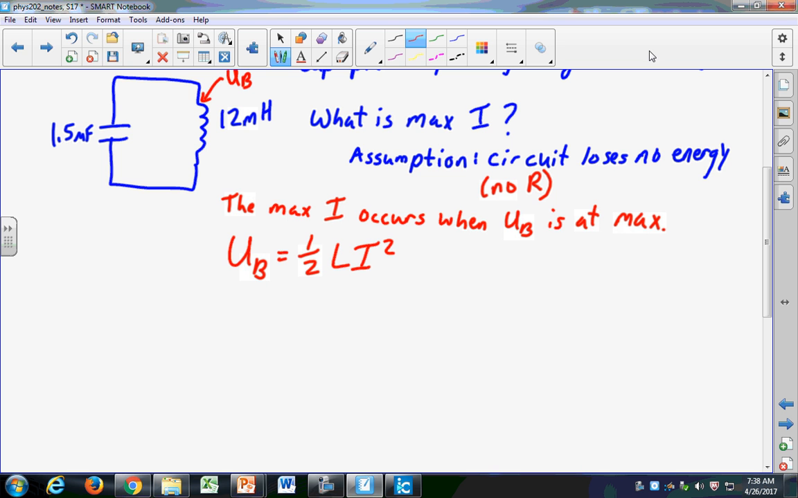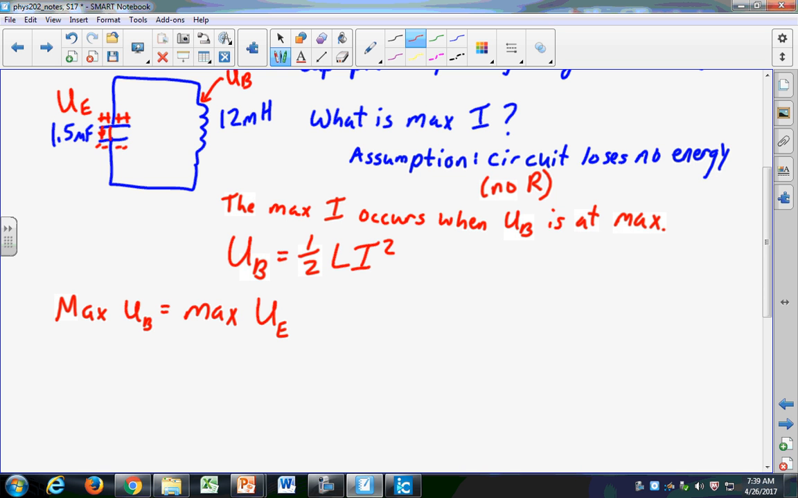But I know that the maximum magnetic energy is equal to the maximum electric energy. And if you recall, the electric field energy is in the capacitor. And the maximum electric field energy, the maximum potential energy in the electric field, occurs when I have maximum charge on the capacitor. Remember, I have all my charges here.